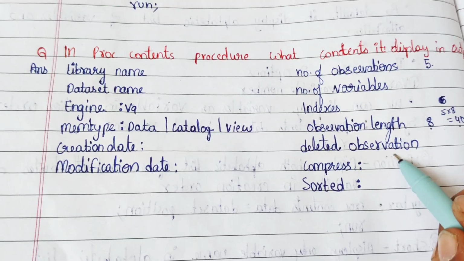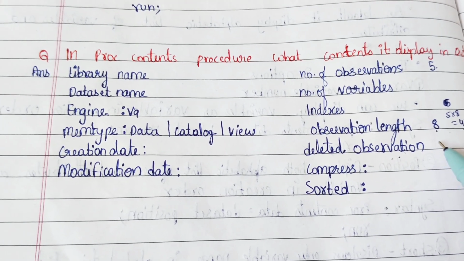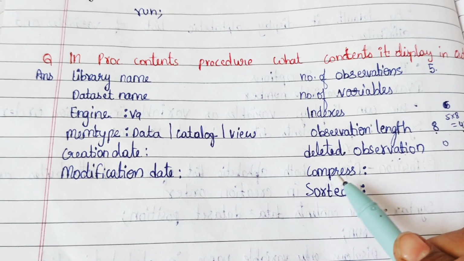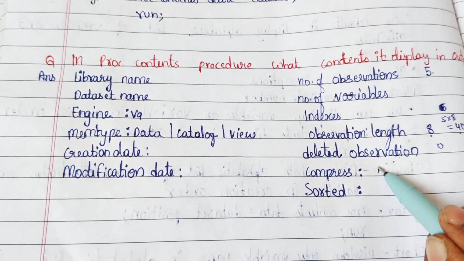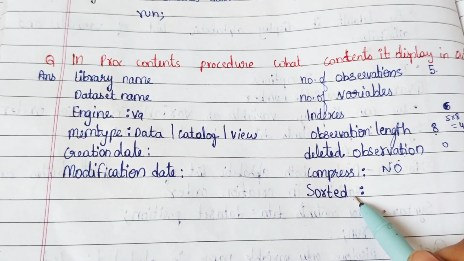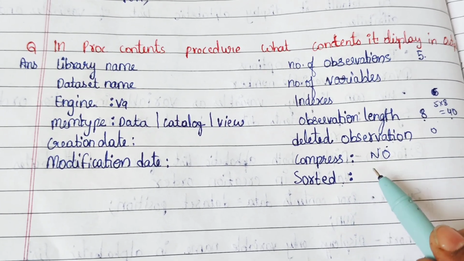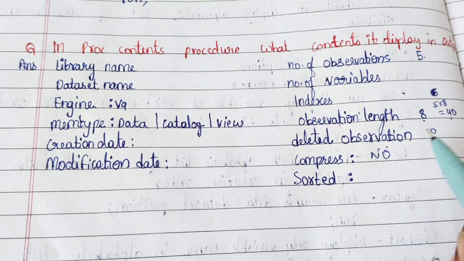Deleted observations: if you delete observations from the data set, it will show you. If you are not deleting, it will display 0. Compress, by default, is no. And sorted: if you have sorted the data set, then it will display yes. If you have not sorted, then it will say no.